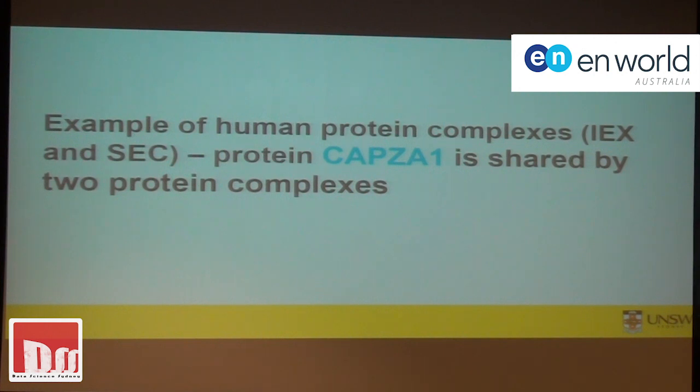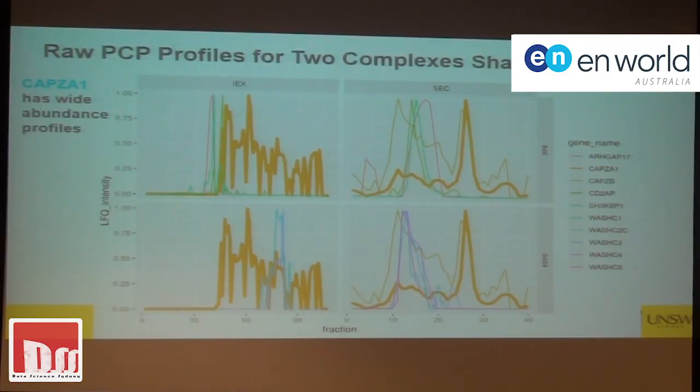And I'll show you some examples here. We are looking at human protein complexes because the data is way more interesting to look at. And we are looking at an example where one protein is shared between 2 protein complexes. So CAPZA1 is the protein that is shared between the 2 protein complexes. On the left, you've got IEX data. On the right, you've got your SEC data. CAPZA1 is in the thicker line, and it has a wide protein abundance profile, as you can see. And that's a telltale sign that the protein is shared between multiple complexes.